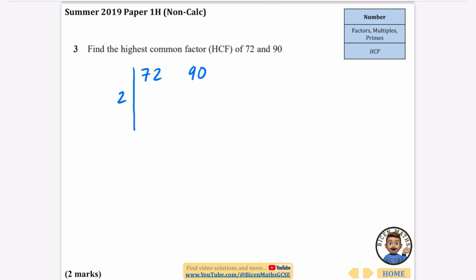Let's do the 2 times table. I'll half that and I'll half that. Great, I can now actually spot that they're in the 9 times table. If I divide 36 by 9, I get 4, and 45 divided by 9 is 5. Now the 4 and 5 have got nothing in common, so just the 9 times 2 will give us the highest common factor. The highest common factor is the 9 times 2, which is 18.